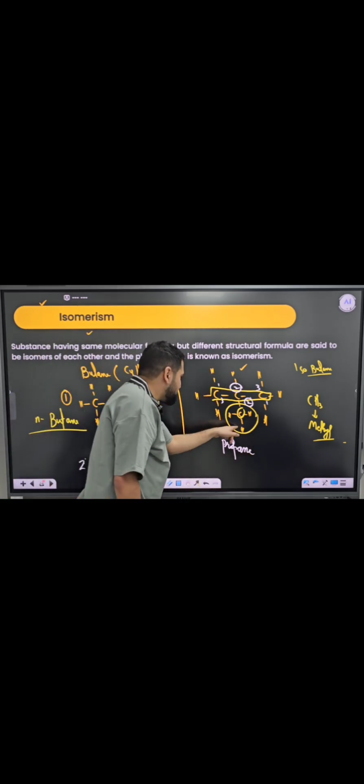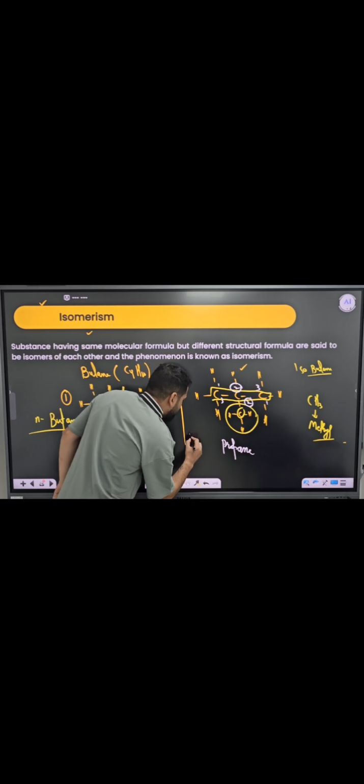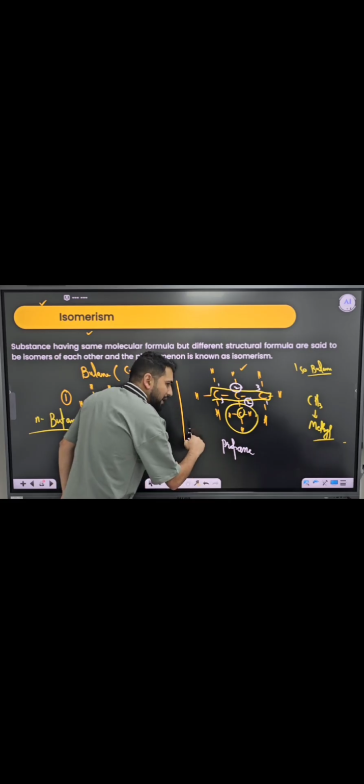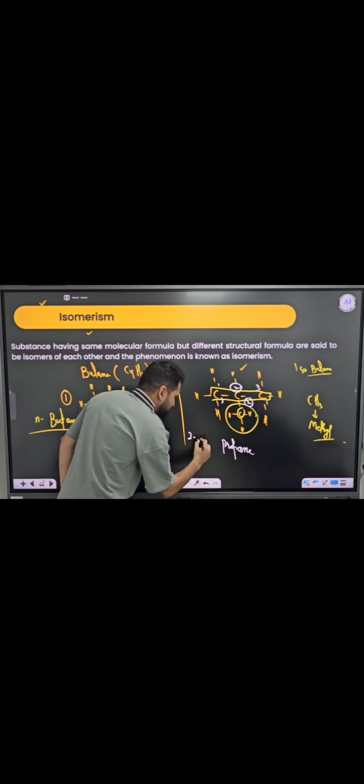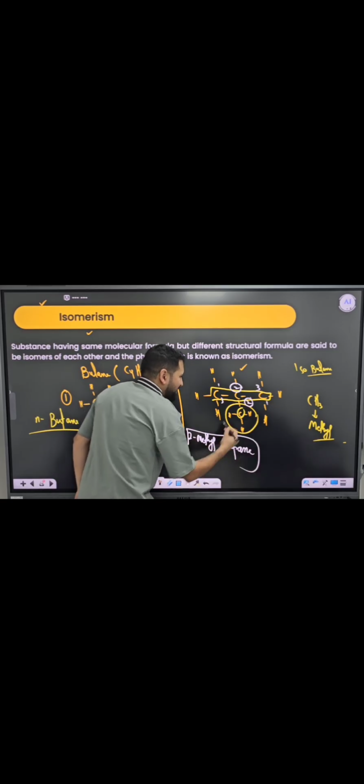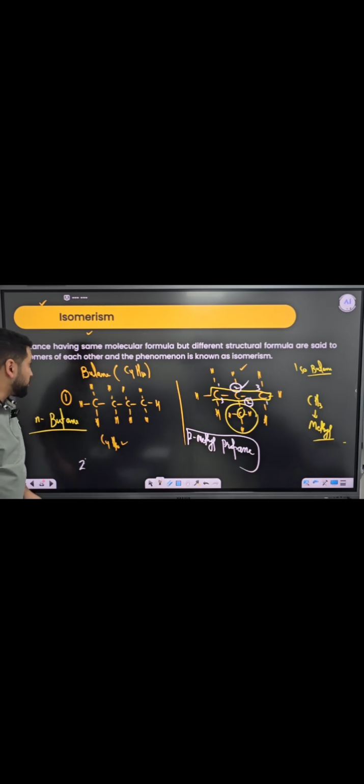At position number 2, there is a methyl group. So I'll say that it is 2. Then dash. Number and alphabet, they are separated by dash. 2-methyl propane, right? Because at position number 2 there is a methyl group, so I'll be calling this 2-methylpropane. Done.